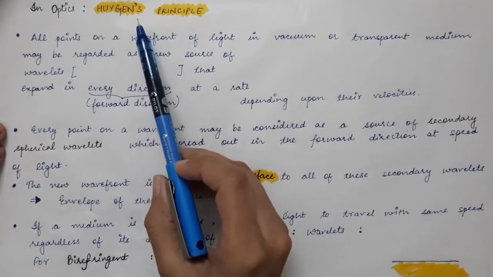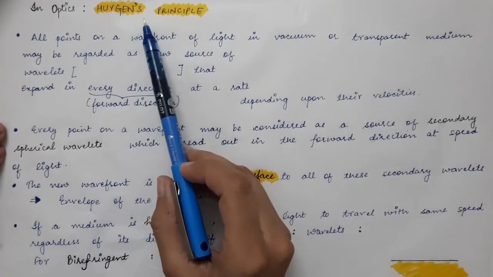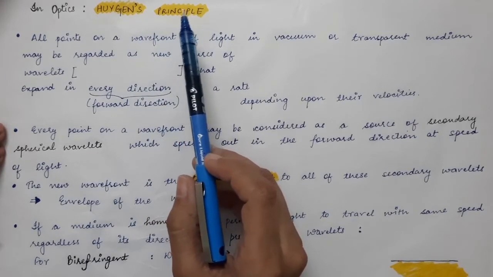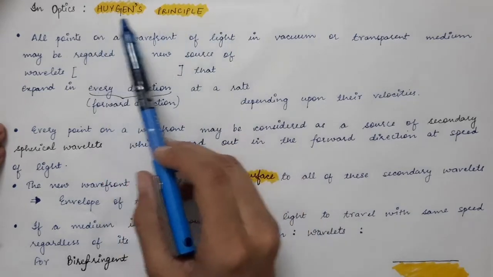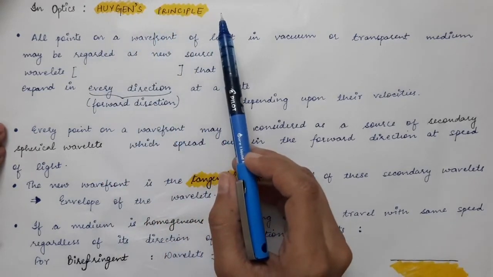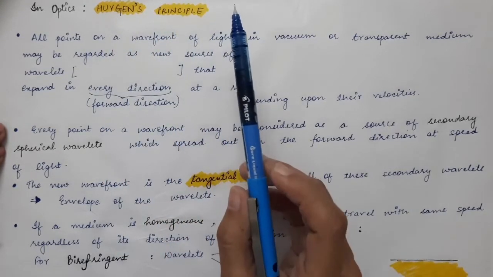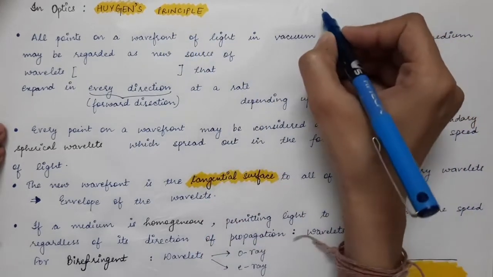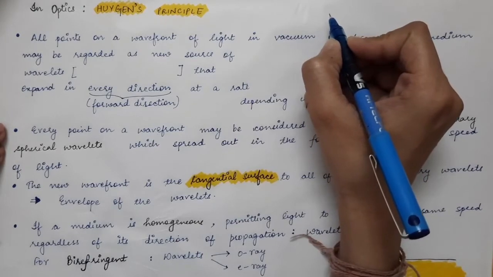In this, first of all, we are going to see the Huygens principle that we have already studied in 11th or 12th grade. In optics, you have already studied the Huygens principle of the propagation of light. First of all, we are going to see what a wavefront is.